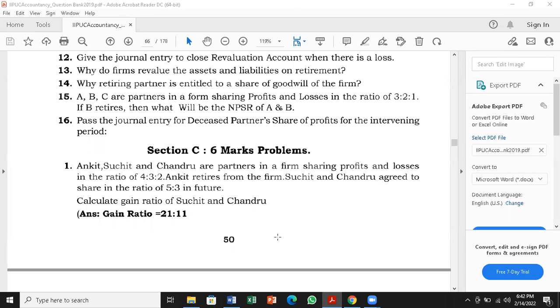So here I'll take problem number 1, page 50 in question booklet. Ankit, Suchit, and Chandru are partners in a firm, sharing profits and losses in the ratio of 4:3:2. That means old ratio is given. Ankit retires from the firm. Ankit is the first partner, retires from the firm. Suchit and Chandru agree to share in the ratio of 5:3 in future. Calculate gain ratio of Suchit and Chandru. This is the problem given.